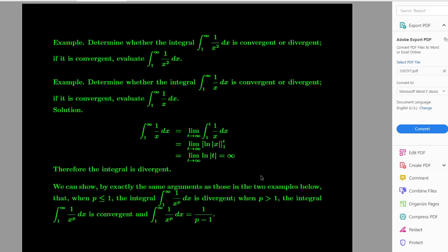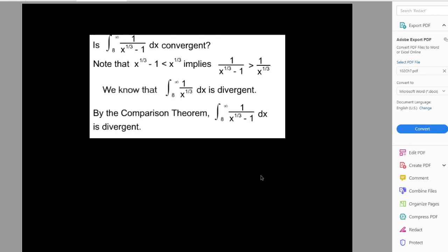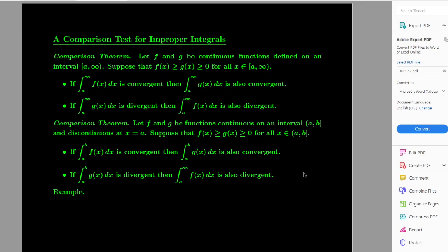The statement of the comparison test is here. It's on this screen. Now look at the screen. On the screen you have the statement of the comparison test. I said the comparison test. You look at the mouse cursor. Okay. The statement is looking kind of weird.